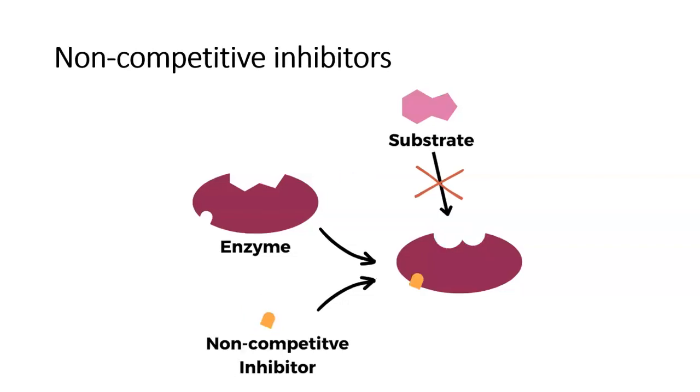On the other hand, molecules that bind elsewhere on the enzyme and inhibit substrate binding are called non-competitive inhibitors. Binding of non-competitive inhibitors can, but not always, alter the shape of the active site, like we see in this image. Why do we care about enzyme inhibitors?